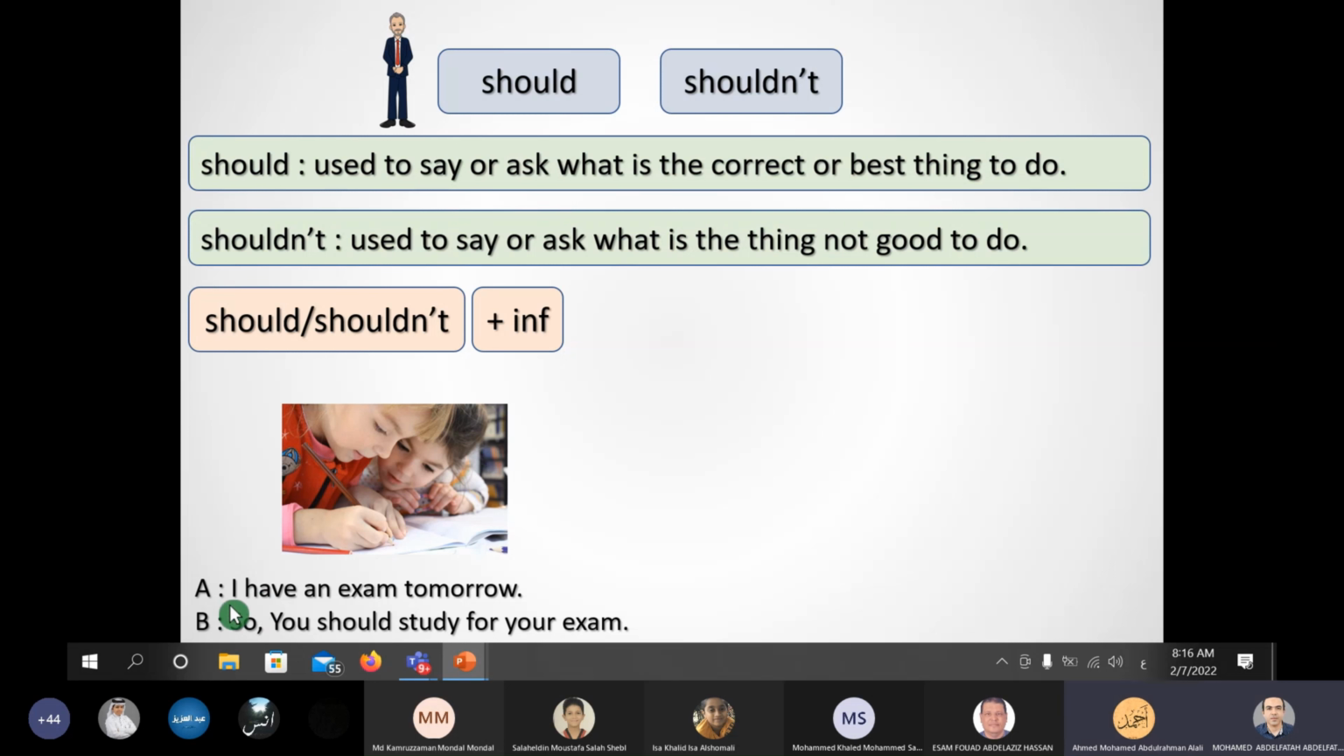Go on, Ahmed. I have an exam tomorrow. Yeah, students, Ahmed has got an exam tomorrow. He says, I have an exam tomorrow. So I will give him advice. I will tell him, so you should study for your exam. You should study, that means I am giving advice to Ahmed because when he studies for his exam, this is the best thing to do for him. Okay, this is called in English advice.